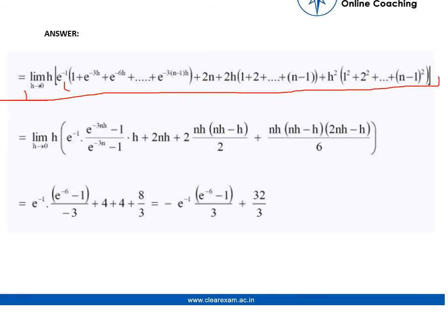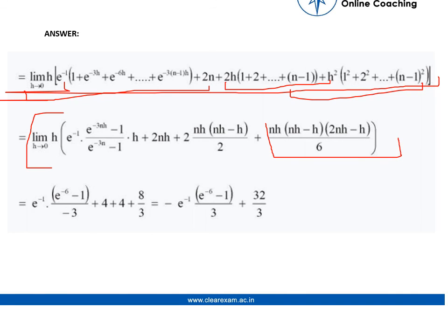On solving this equation we can find a common pattern, and so it comes out to be e inverse into e raised to minus 3nh minus 1 upon e raised to minus 3h minus 1, and solving this pattern we get nh into nh minus h upon 2, and similarly solving the squared pattern we get nh into nh minus h into 2nh minus h upon 6.